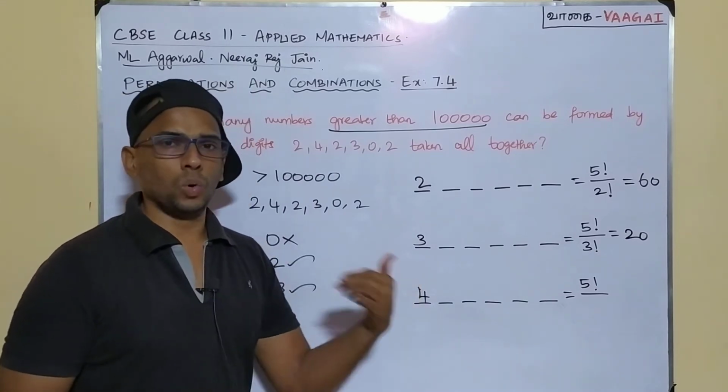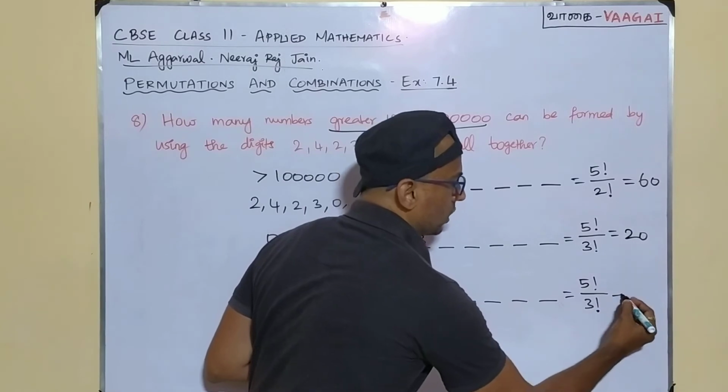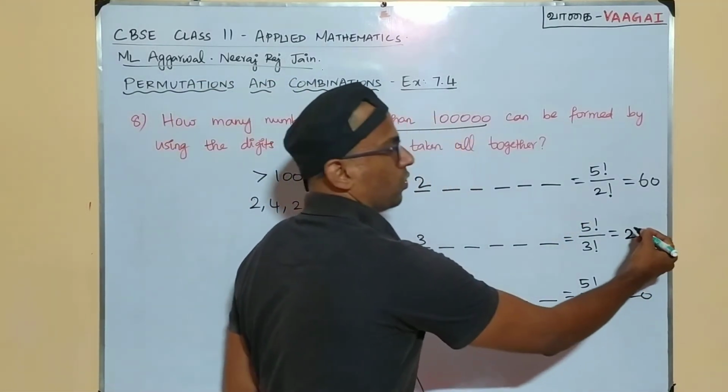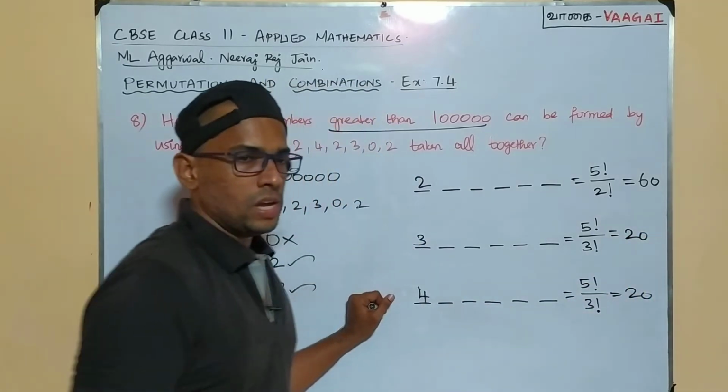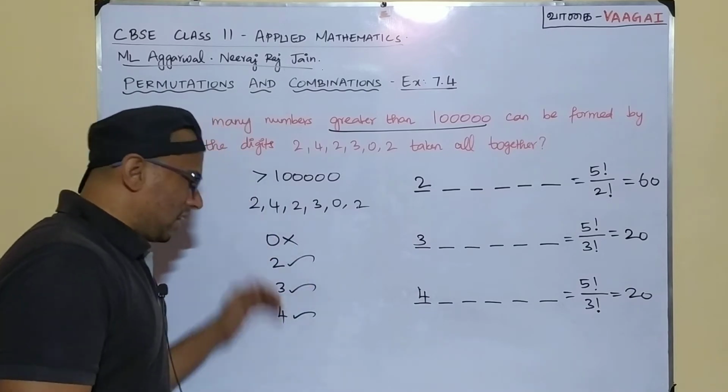The same digit 2 will repeat 3 times, so that means 5 factorial divided by 3 factorial. Again it is going to be the same 20 only, right? Like as before, what you had here. In the same way, this is also 20. And this time 4 is also done. So only these are the possibilities.